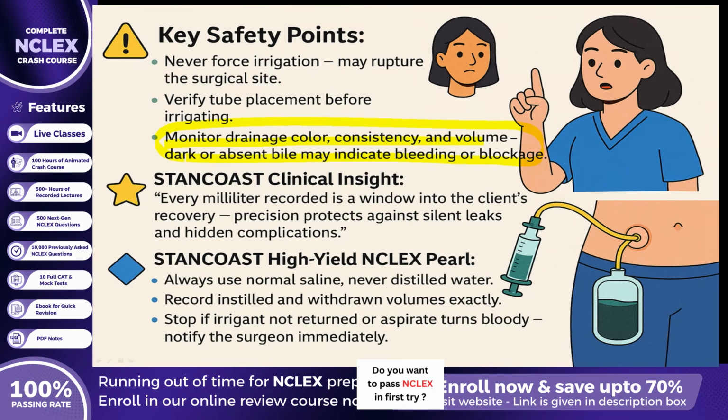And now, leading into our Stancoast high-yield NCLEX Pearl, remember these key takeaways for your NCLEX success. Always use normal saline for nasogastric tube irrigation, never distilled water. Document the exact amount instilled and withdrawn to ensure accurate intake and output tracking. Stop the procedure immediately if you feel resistance or if the client reports pain. And most importantly, if you notice unreturned irrigant or blood-tinged aspirate, notify the surgeon without delay.